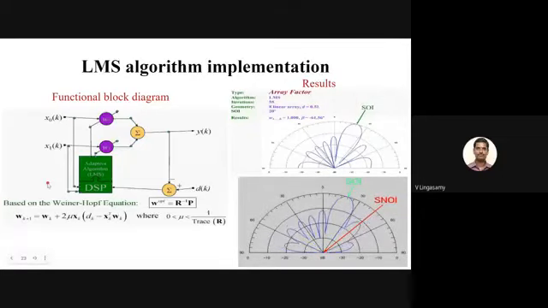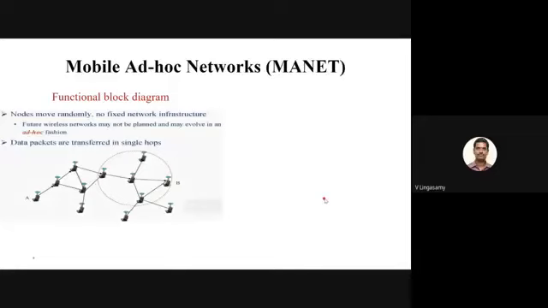When the algorithm is running, see how it is suppressing the signal of non-interest. While maintaining the signal of interest direction, we are suppressing the signal towards the non-interest. You can see how it is suppressing. If your algorithm is running, the results will be like this only. Okay. Next is mobile ad hoc network.